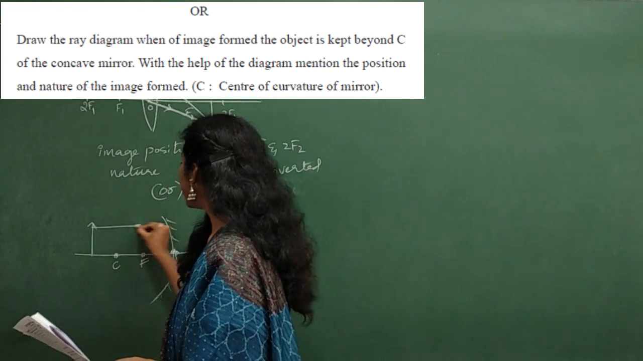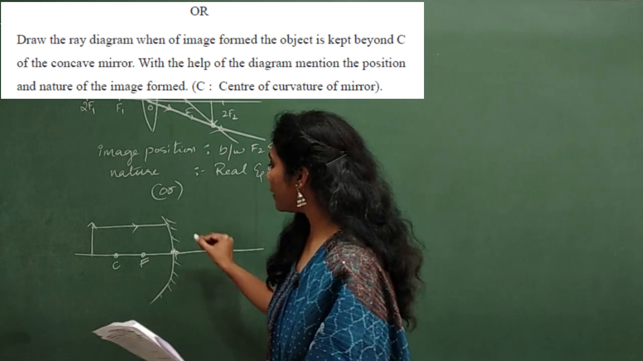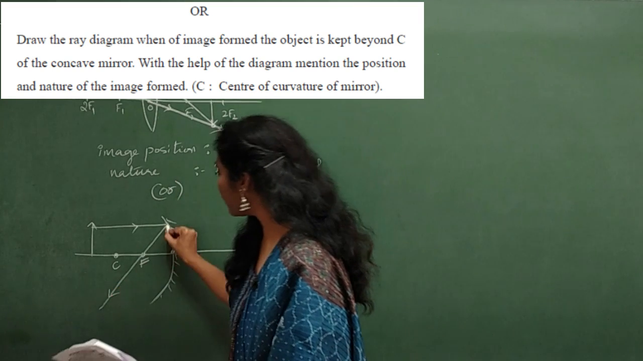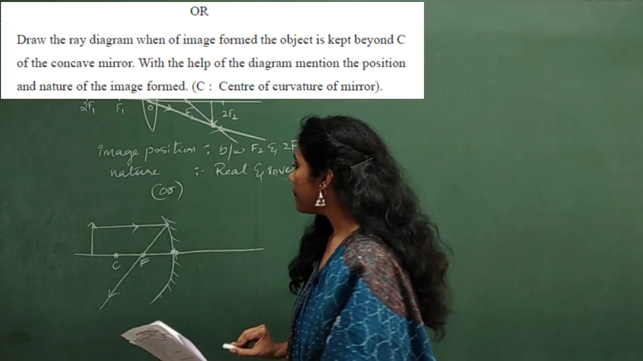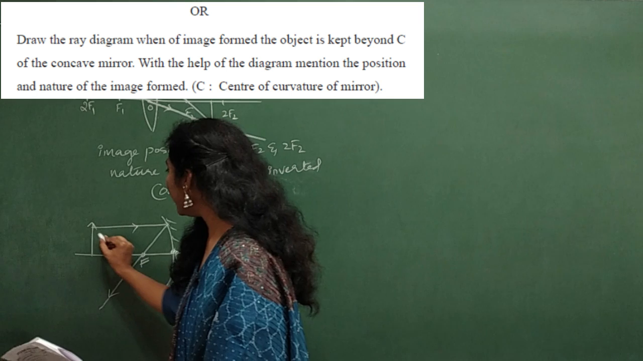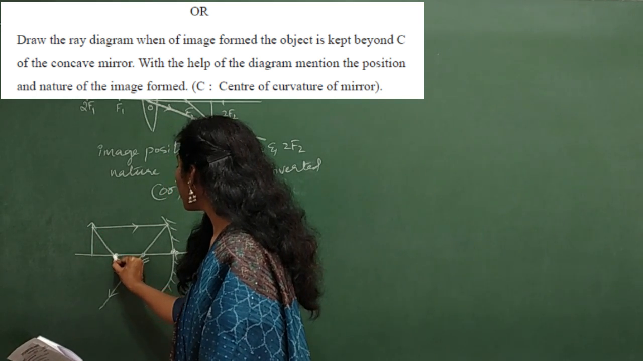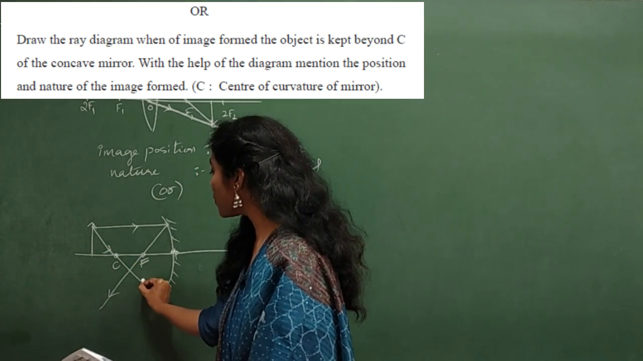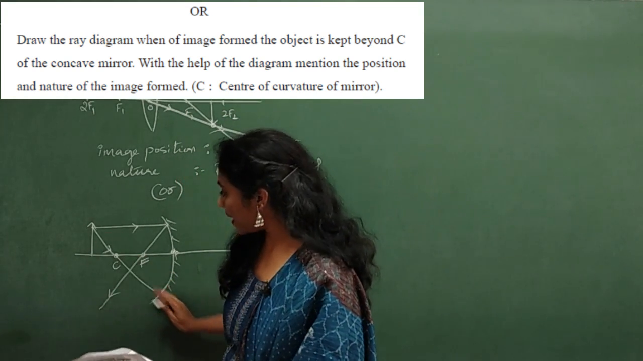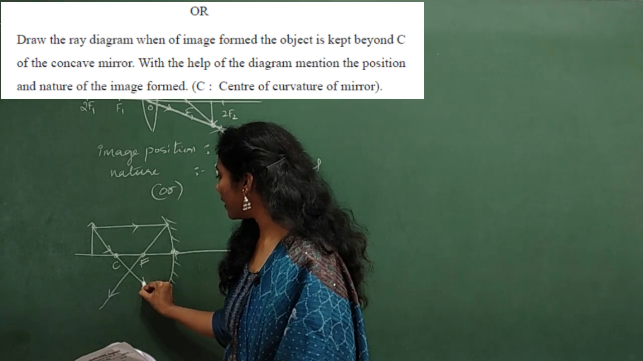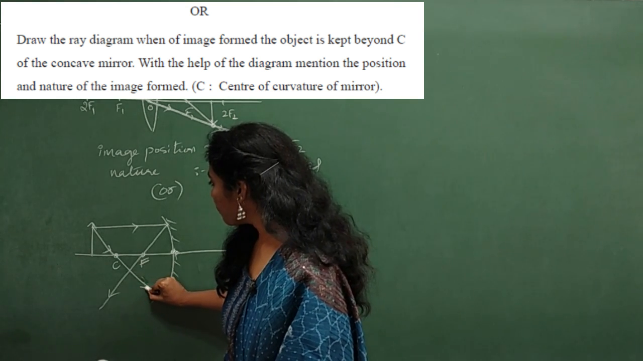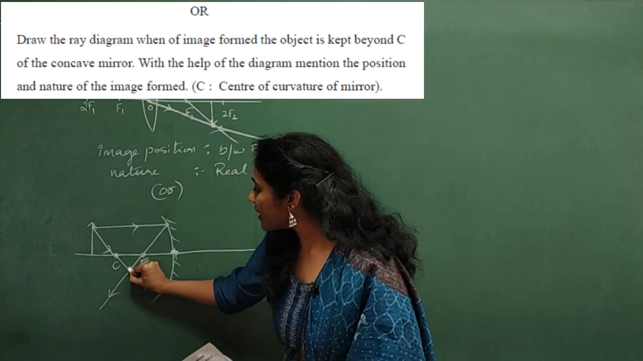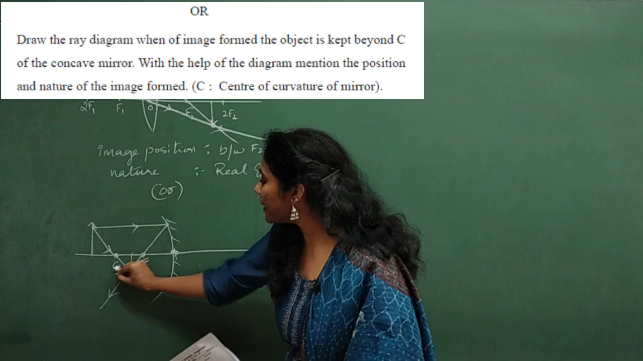So if you draw an incident ray parallel to the principal axis, the reflected ray will pass through the focus, right? And if you draw a line passing through the center of curvature, the reflected ray is along the same path but in the opposite direction, right? So this is how we have to show it. And now where are these two lines meeting? These two lines are meeting in between C and F.